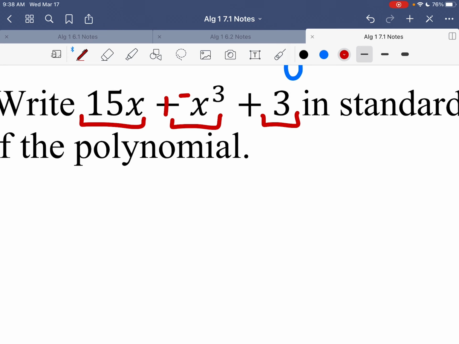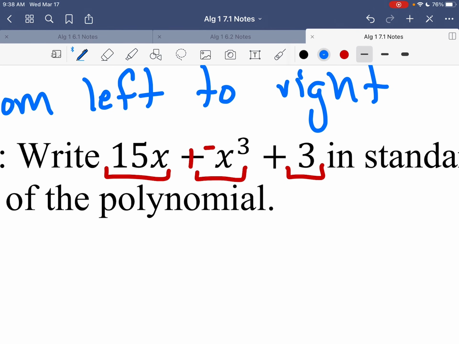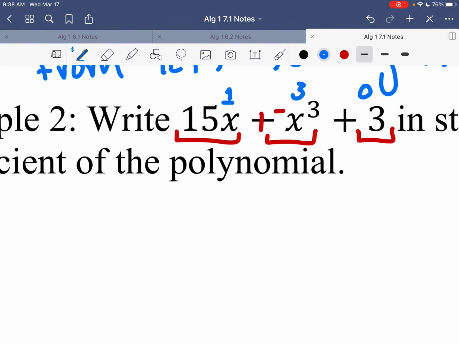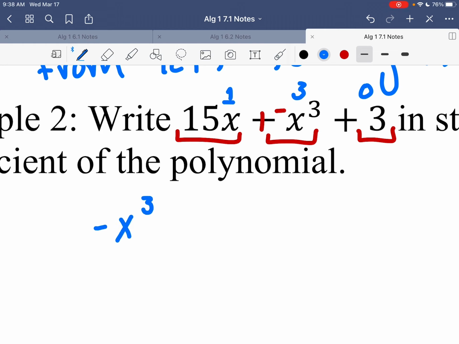Well, to write it in standard form, I need to talk about the degree of each term. How many variables does each have? Well, this first term only has 1 x, so degree 1. This second one has 3 x's because of that x to the third, so that would be degree 3. This one doesn't have any, so that would be degree 0. So we would want to put that negative x to the third first. See why it's important we attach that negative to it? We would have missed that. And then that 15x is positive. That would go next because that's got a degree of 1, and then plus 3.